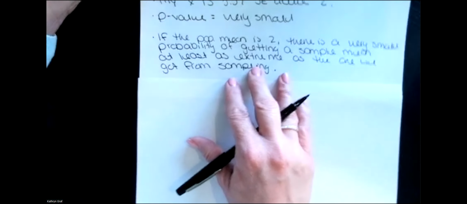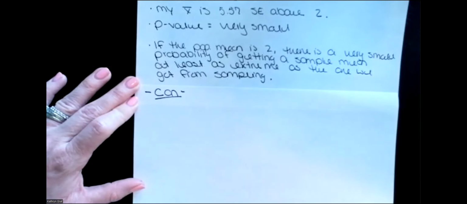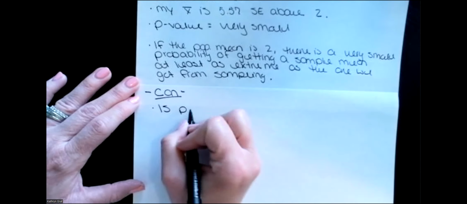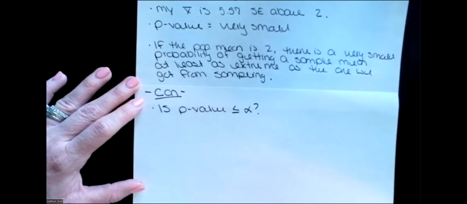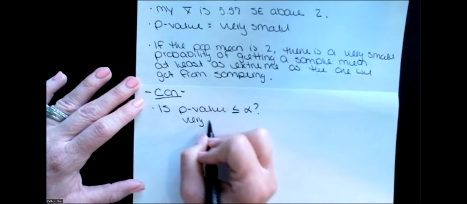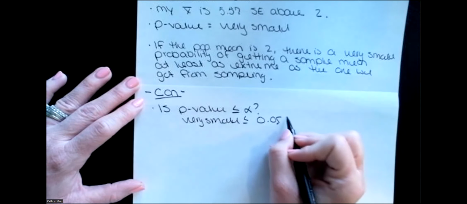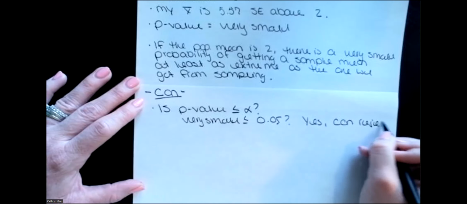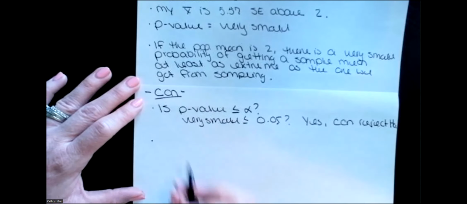Okay. Now that we're done with that, we can move on to the conclusion, right? This is what we're trying to get to. After that long step, my conclusion, I always ask myself the same question. So is the p-value less than or equal to my alpha, right? So it's very small, less than or equal to 0.05, then the answer is yes. I can reject my null hypothesis. Okay, now I'm going to go ahead and write my conclusion.